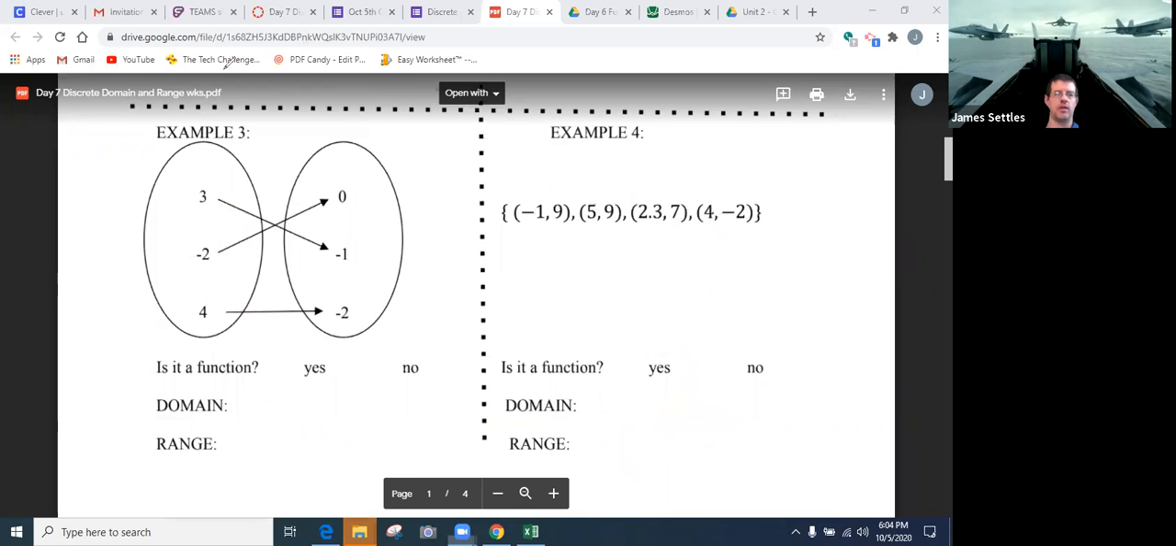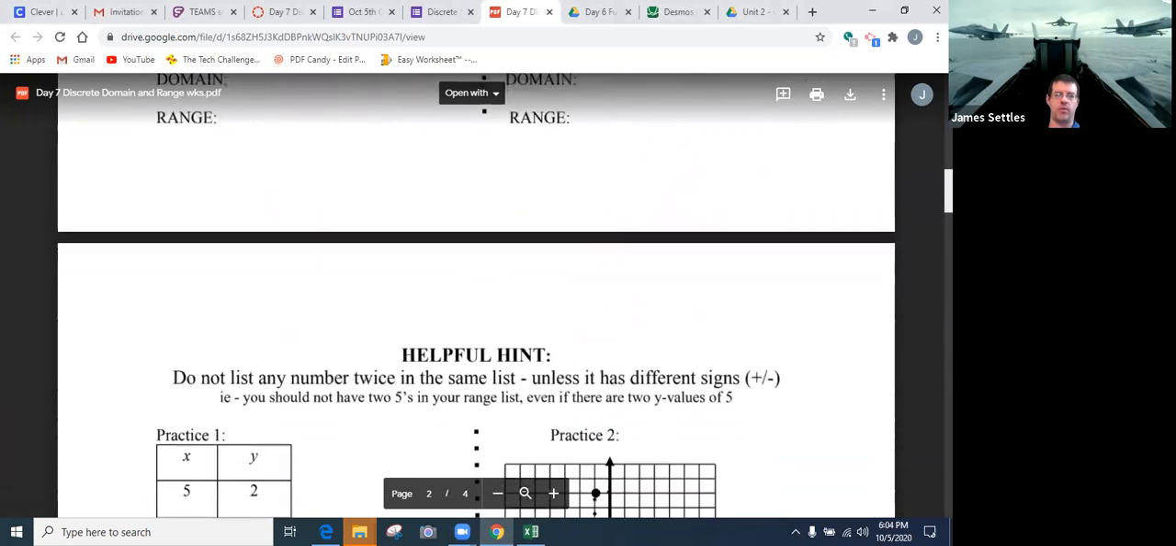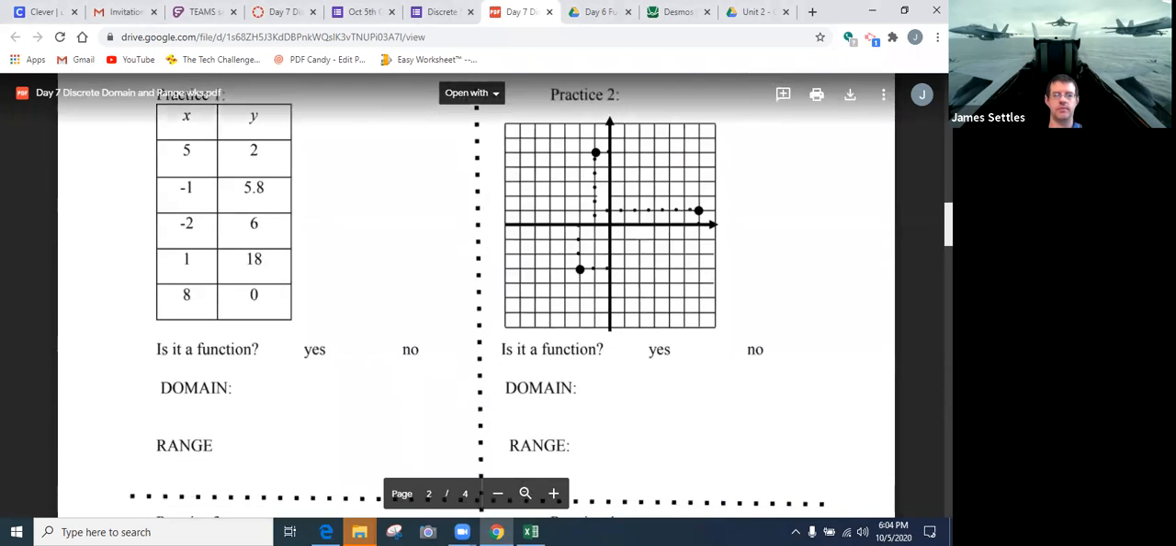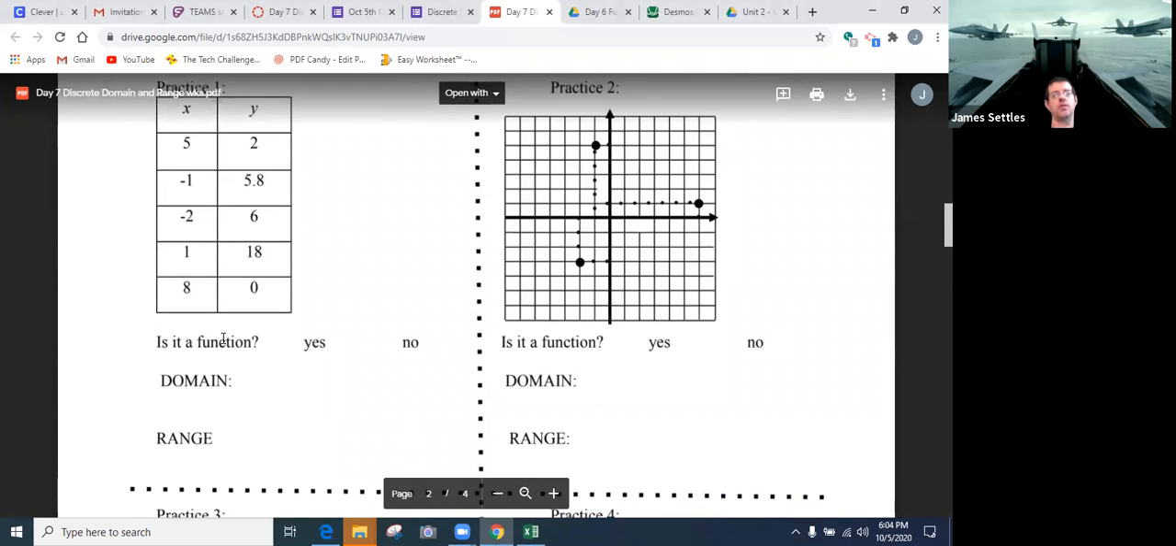So got 4 more of these that we're going to do. All right. So once again, they want to know, is this a function? So are all the x's different? Yes, they're all down just one time. So this is a function. The domain would be the x's. So 5, -1, -2, 1, and 8.